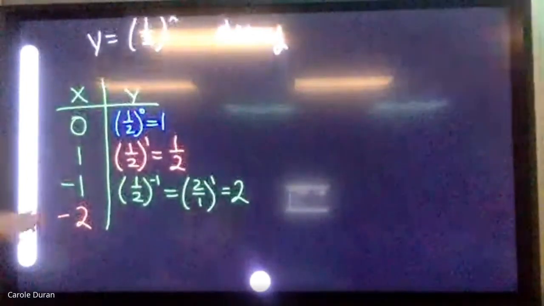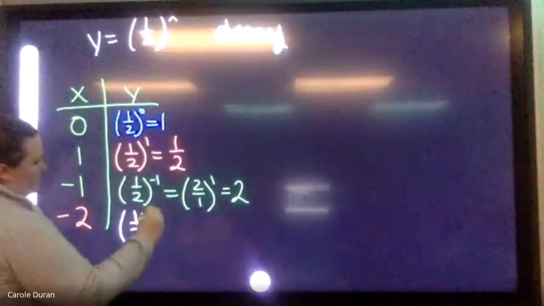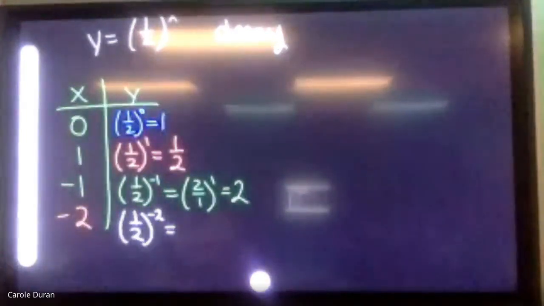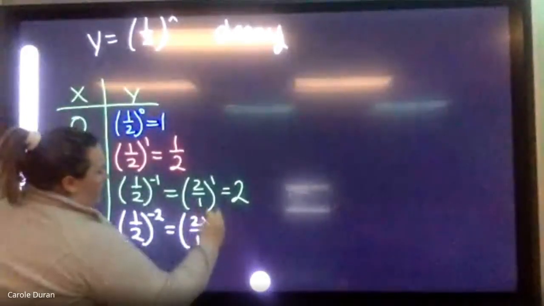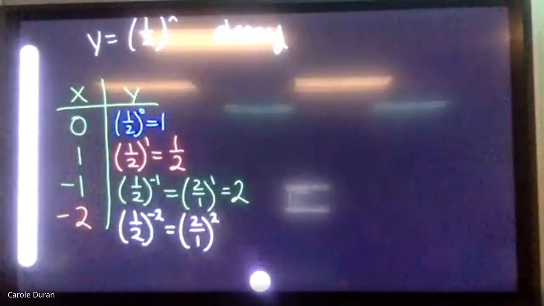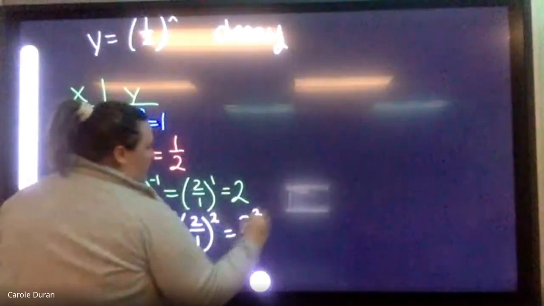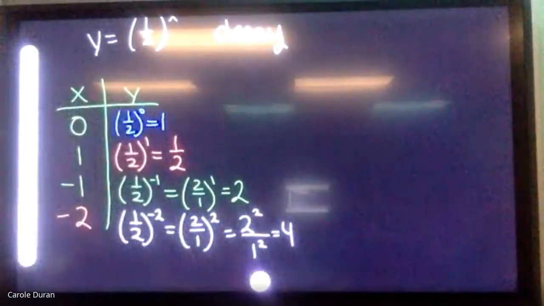And then we do the same thing with -2. I take 1/2, I raise it to the -2 power. Again, what happens when I raise a fraction to a negative exponent? Flip it over and raise it to the positive version of that. So this becomes 2/1 to the +2 power, which becomes 2 squared over 1 squared, which is just 4. I have my 4 points. Now I can graph them.